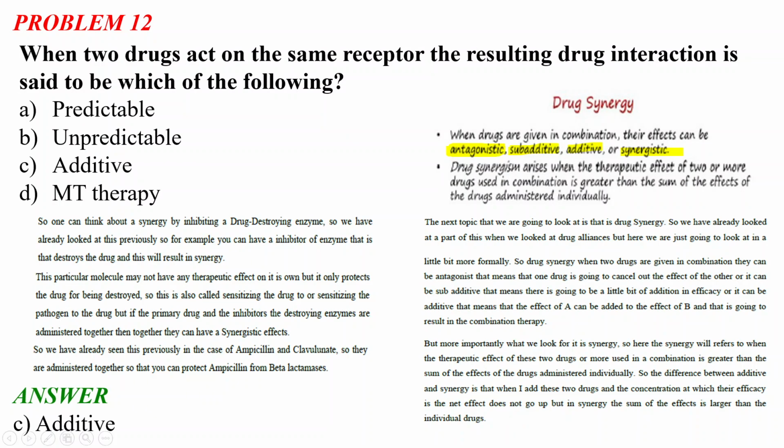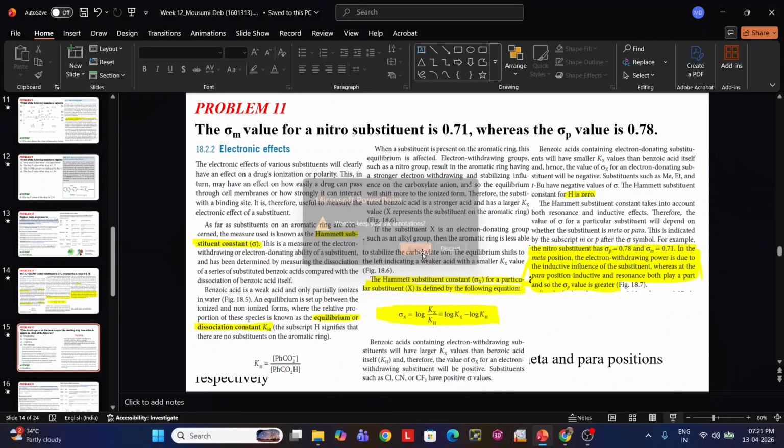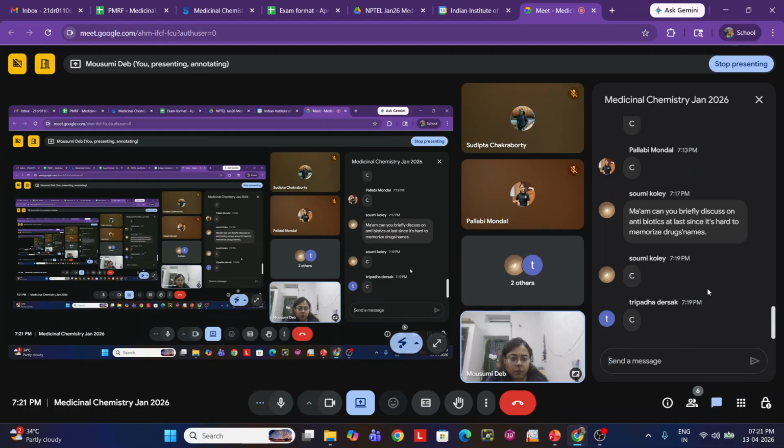Okay, let me check the answers that I have received for problem number 13. Okay, in the case of antibiotics, you have to mainly remember the classes of the antibiotics, the mechanisms by which we have divided the antibiotics into different classes. If it is not possible to memorize all the names, you have to remember some names, right?